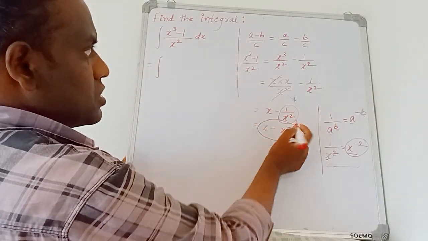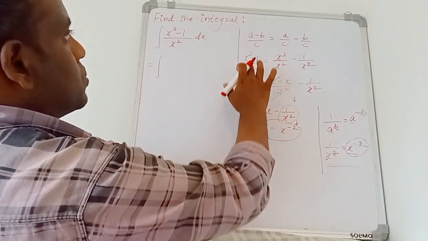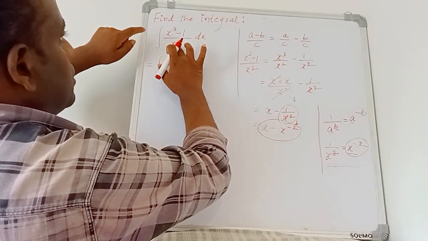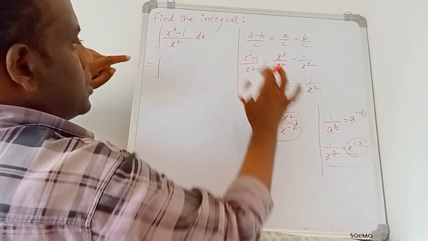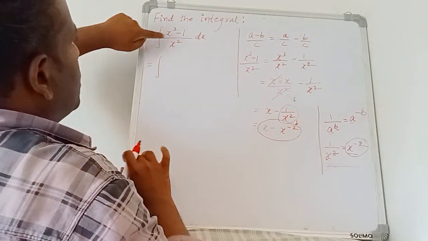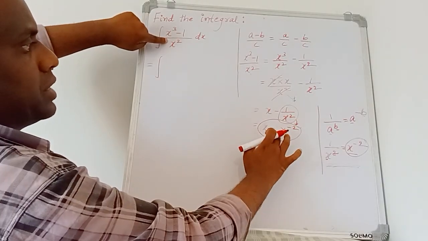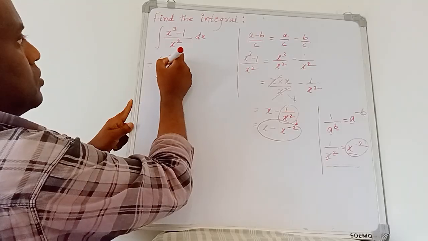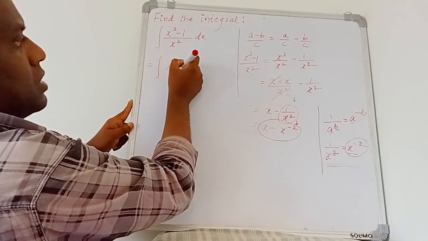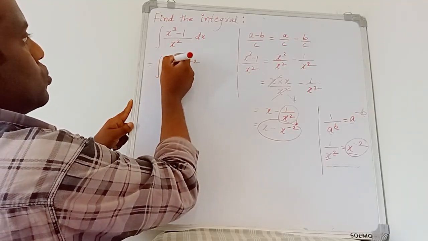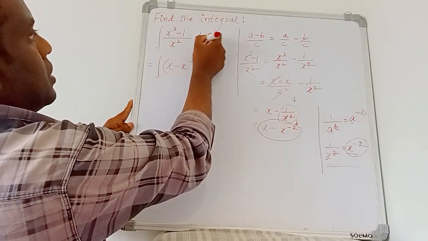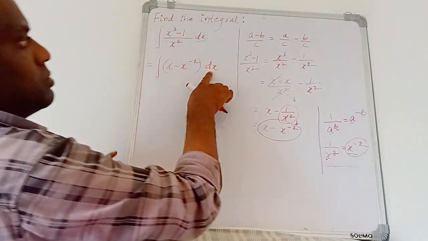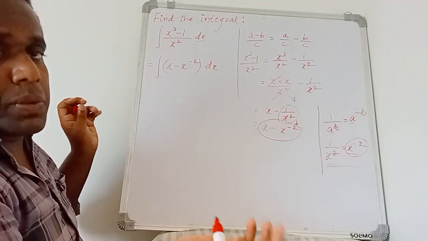Now substitute this. So x cube minus 1 by x square, that means this I have taken here, this is equal to this. So in place of this we have to write x minus x to the power of minus 2. I am writing x minus x to the power of minus 2. We have to put bracket, then this dx. Dx means we are integrating with respect to x.